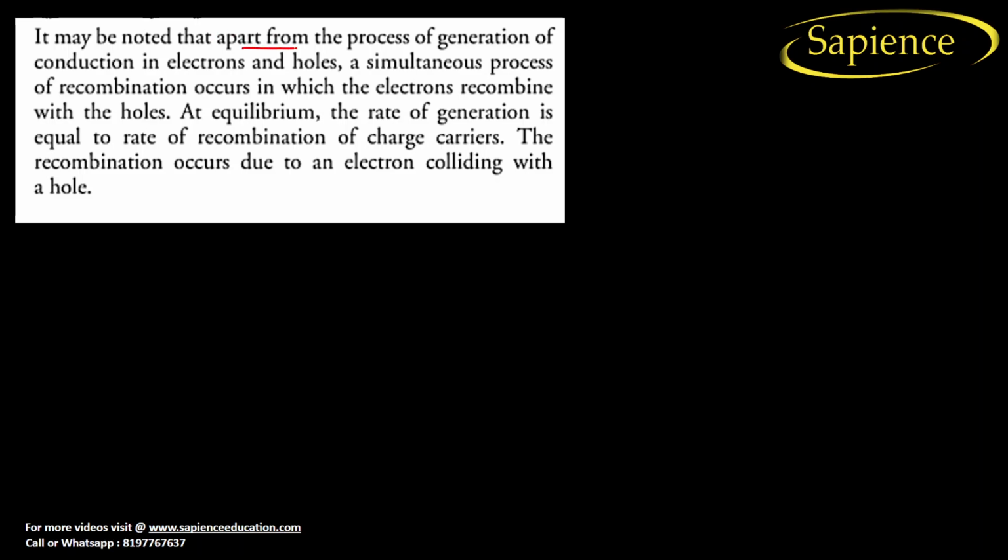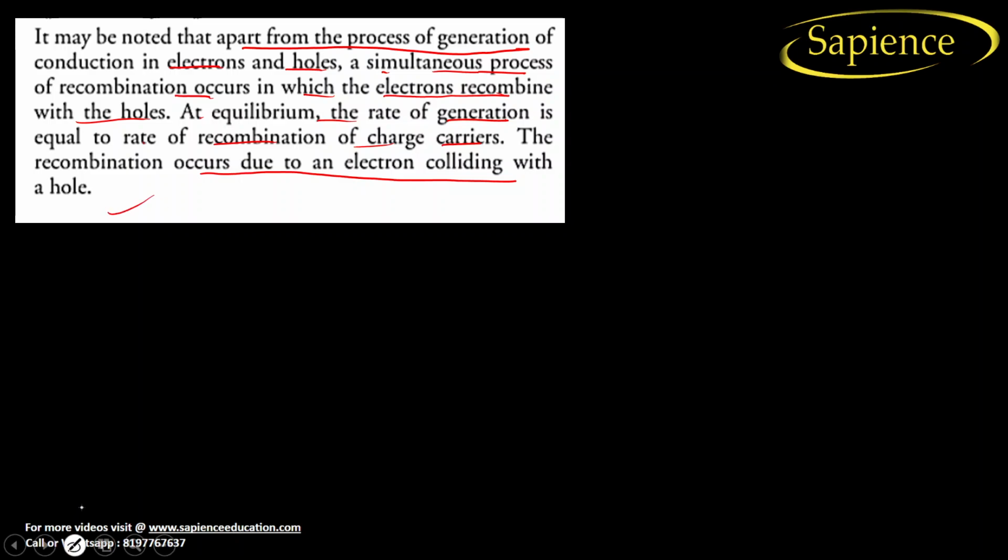It may be noted that apart from this process of generation of the conduction electron and hole, a simultaneous process, recombination, occurs, in which the electron recombines with the hole. At equilibrium, the rate of generation is equal to the rate of recombination of the charge carriers. So the recombination occurs due to the electron colliding with the hole.